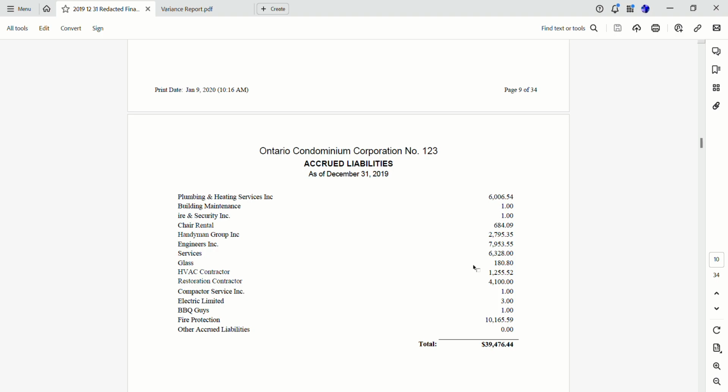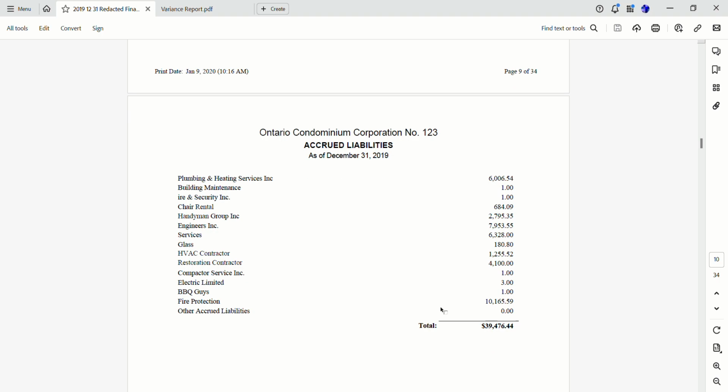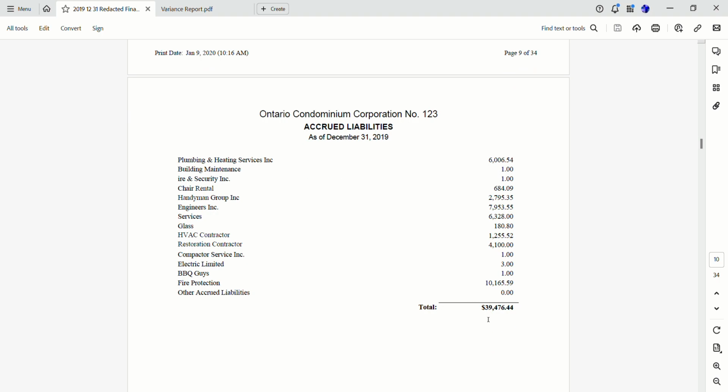But the outstanding balance on the account payable doesn't show that. That's why the accrued liability will be different from the total account payable. And here we can see that the accrued liability is 39,476.44.